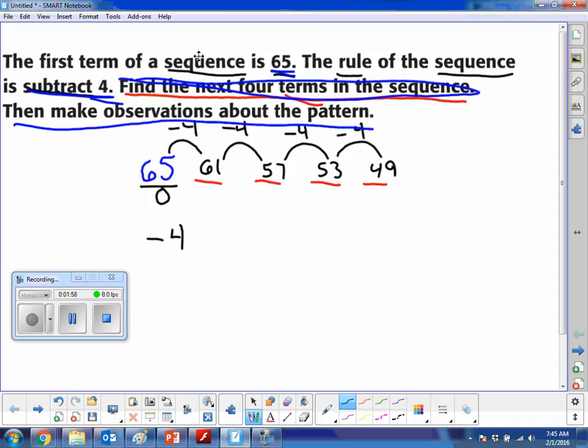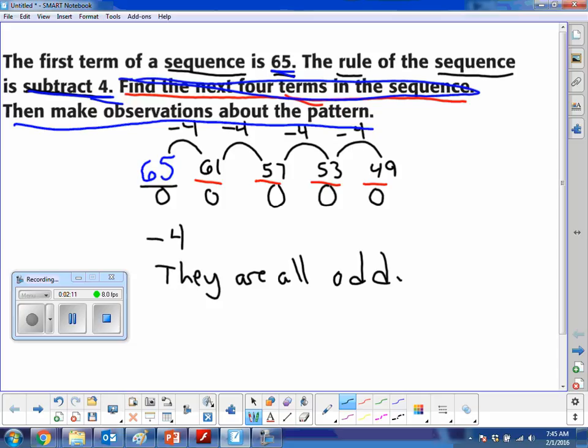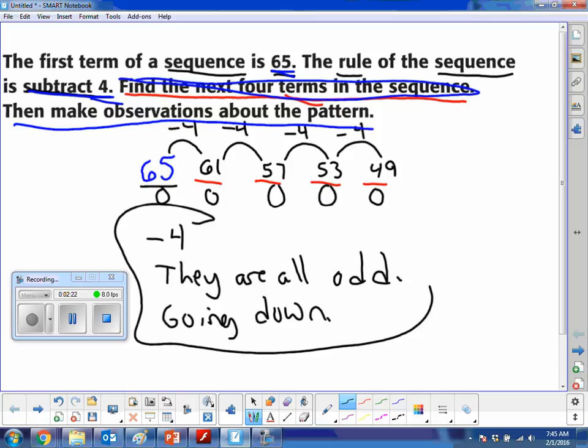65, we know 65 is odd. 61 is odd. 57 is odd. 53 is odd. And 49 is odd. So you could say they are all odd. You could also say that we are going down. These are all observations. Again, what we're doing is we're looking and seeing what is it that we notice about this pattern. All right, that's the first step. Let's take a look at another example.